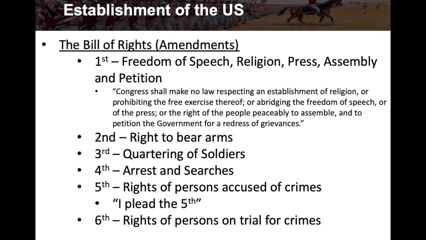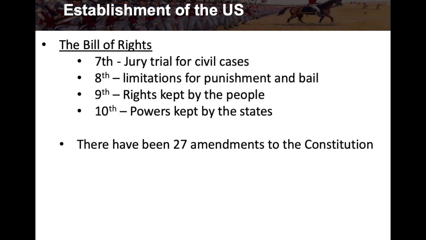The Sixth Amendment, rights of a person on trial for crimes. So we have the accused of crimes, and then we have the actual people on trial for crimes. Seventh is the jury trial for civil cases. So you have a right to a jury. Eighth Amendment is limitation for punishment and bail. So those are making sure that there's fair punishments. So if someone's caught stealing, they don't get their hand cut off. There's limitations put on things for punishment.